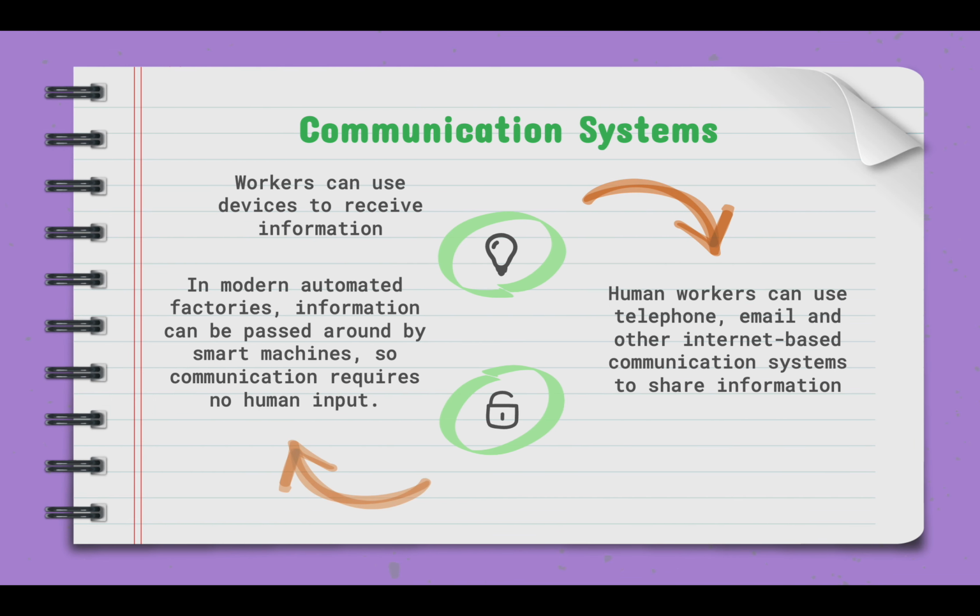Another advance in technology is communication systems. In modern automated factories, information can be passed around by smart machines, so communication requires no or little human input. Human workers can also use telephone, email, video conferencing and other internet-based communication systems to share information. Workers can also use devices to receive information.